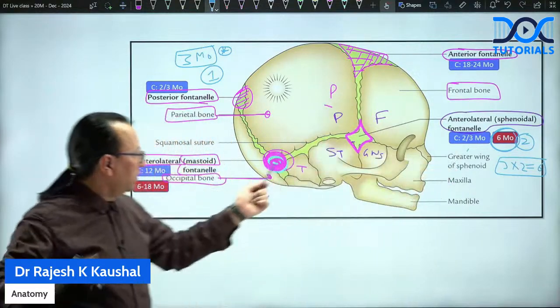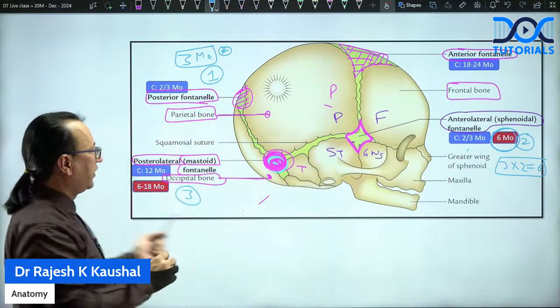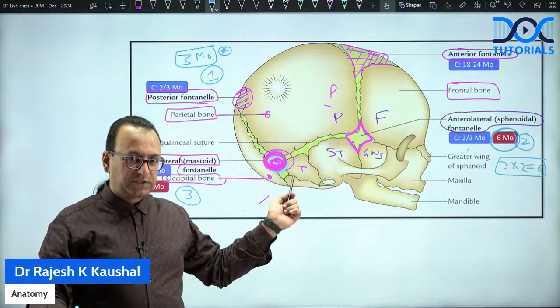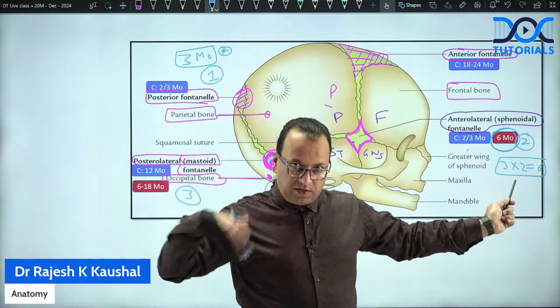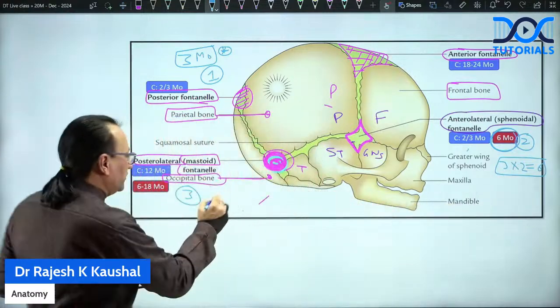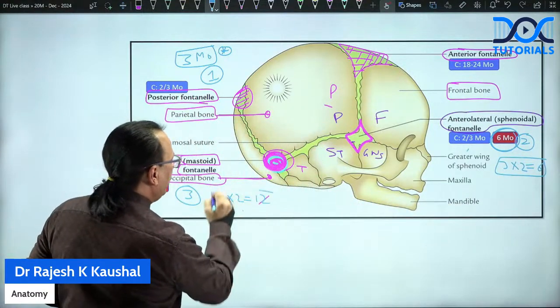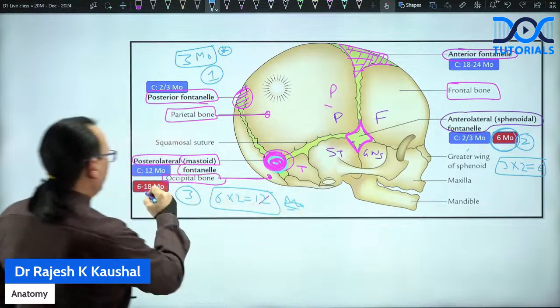Then third one to close is the posterolateral fontanelle. And how do you reach the answer? Whatever you got here, 6 multiply by 2, 6 into 2. So 6 into 2, that will be 12. So it will be 12 months. This is closing 12 months.